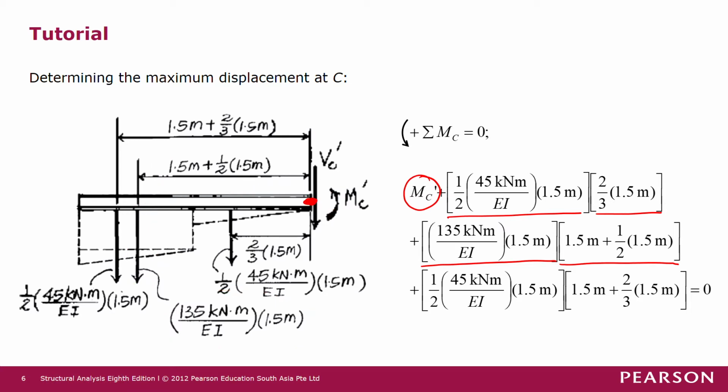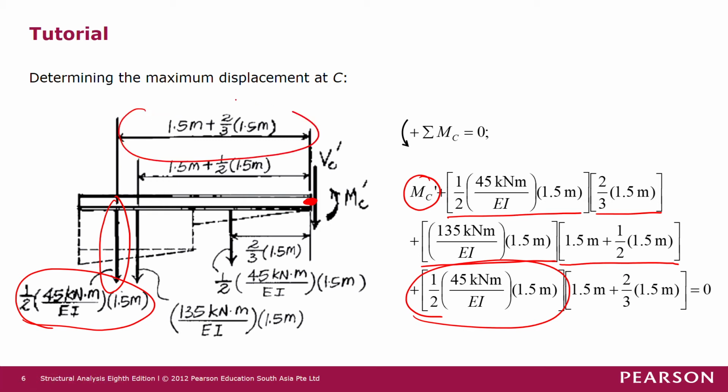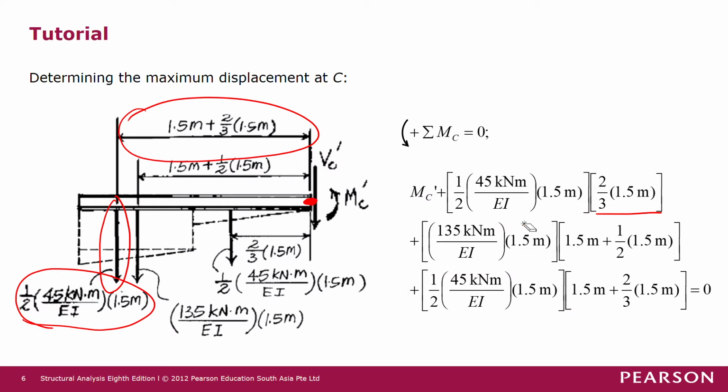And then the third moment that we look at is produced by this force here with magnitude of this much, and then multiplied by the moment arm to C prime. So it's 1.5 plus 2/3 of 1.5 meters, and is a counterclockwise moment. So it is also positive. And then there are no other moments, so we equate them to 0.